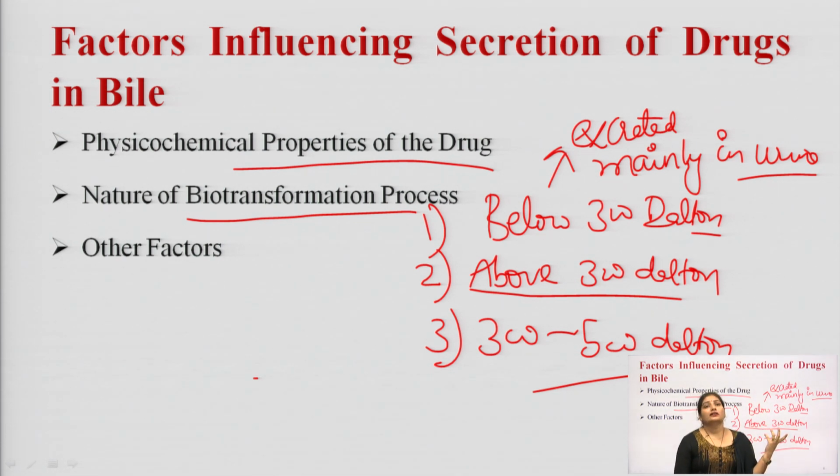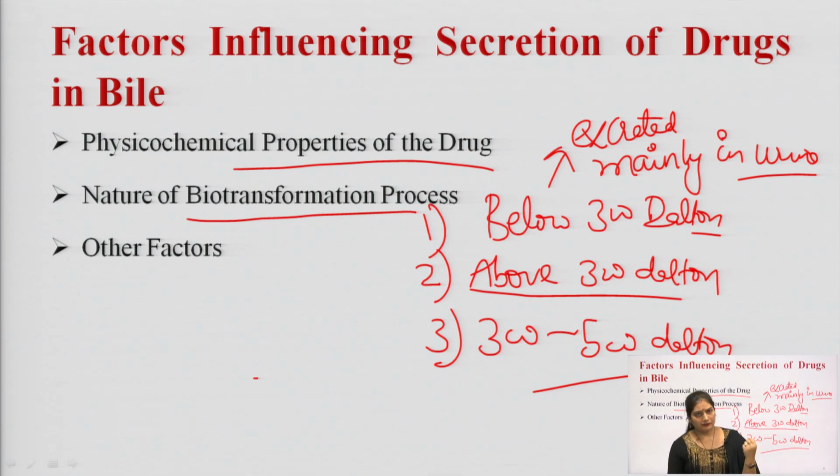Okay. Just as in the renal excretion of drug there were certain factors that were affecting the secretion of drug through the kidney, similarly, there are also certain factors that can affect the secretion of drug into the bile. Okay. These factors are physicochemical properties of the drug, nature of biotransformation process, and some other factors.